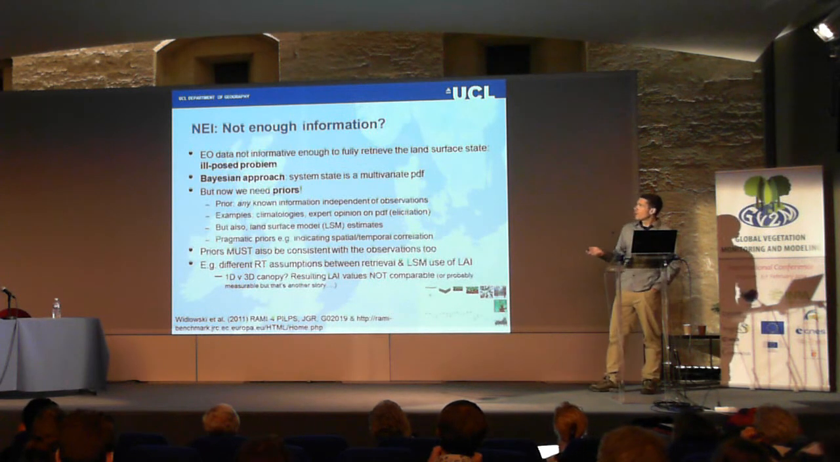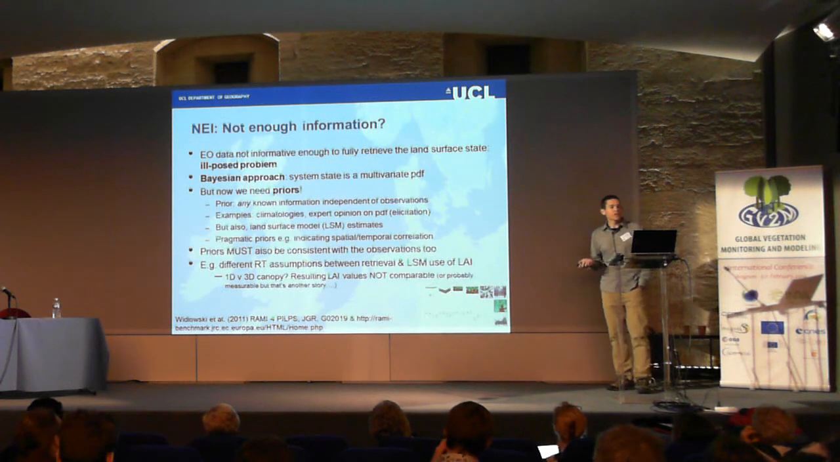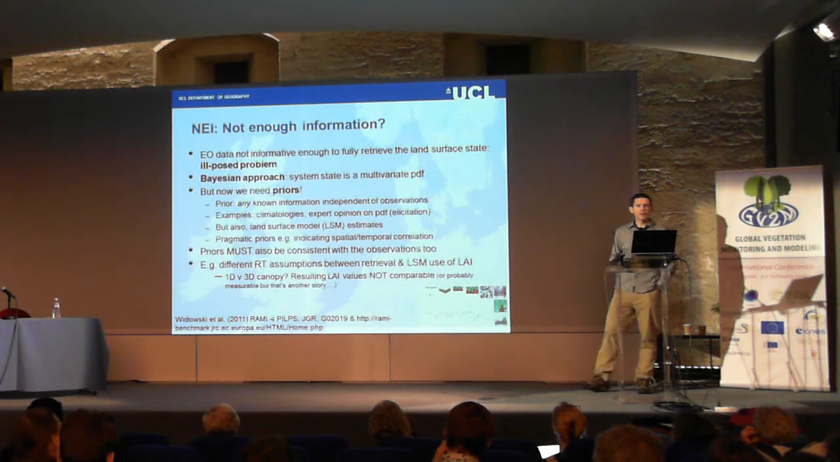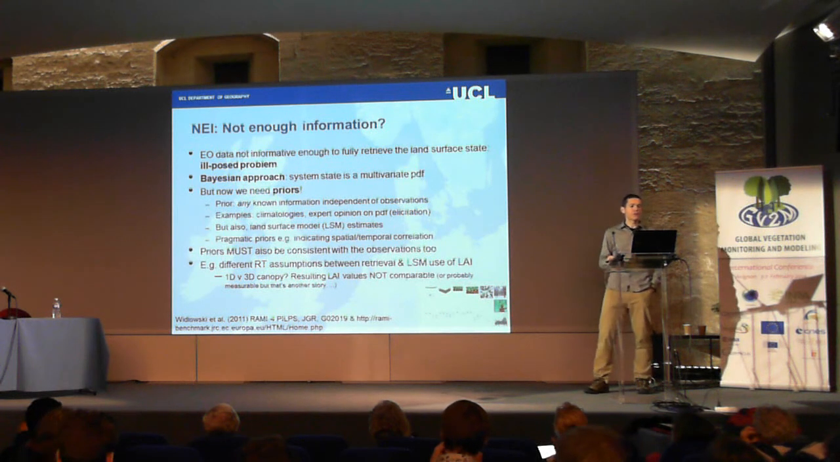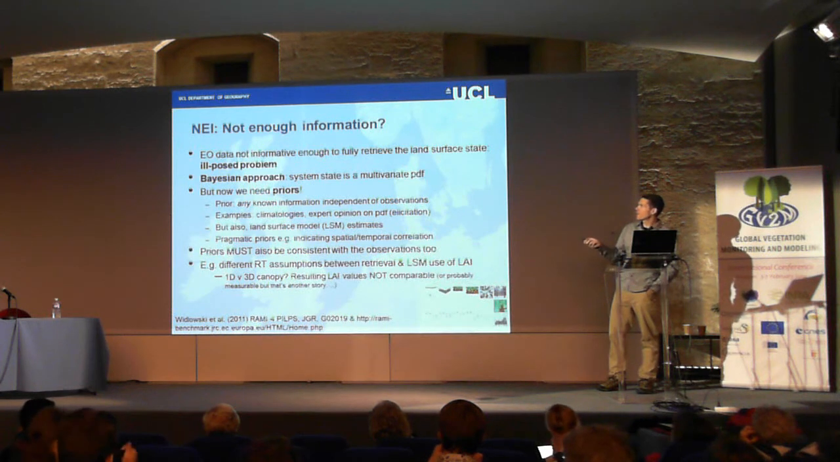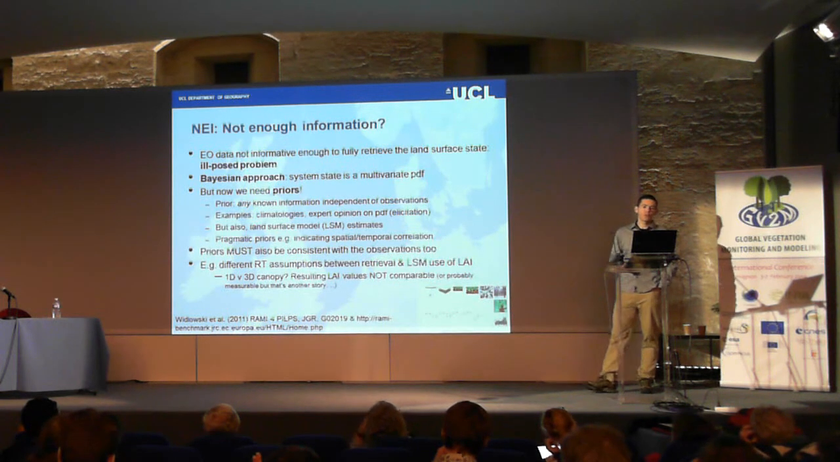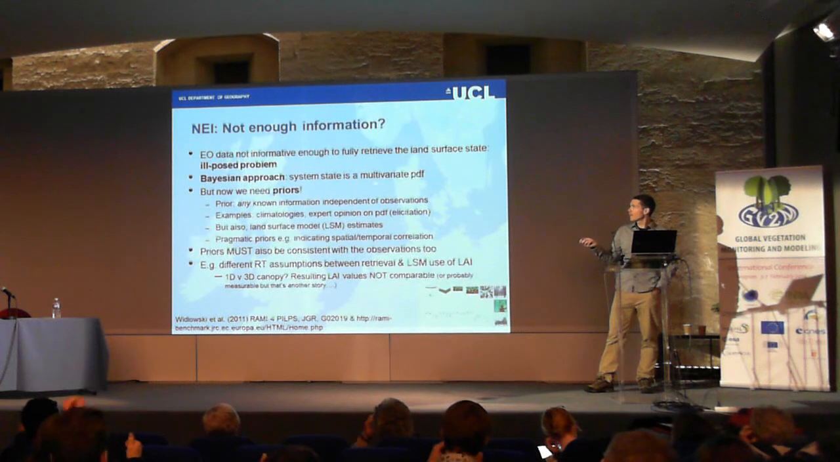So, too much information or not enough. So, the Earth observation data, as I said at the outset, are not generally particularly informative about lots of the process that we're really interested in. And we can't always fully retrieve the land surface data, very rarely. It's an ill-posed problem. And a key way to kind of tackle this problem is through using Bayesian approaches and multivariate PDFs to describe the system.